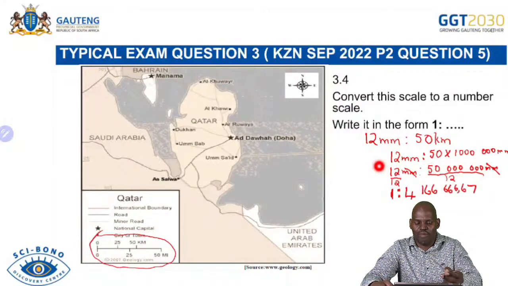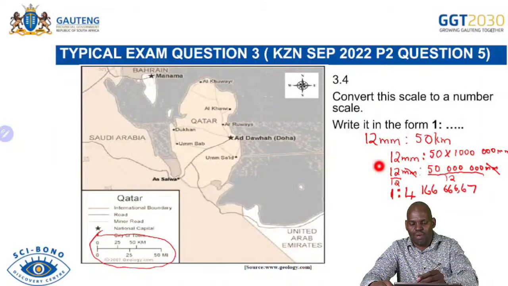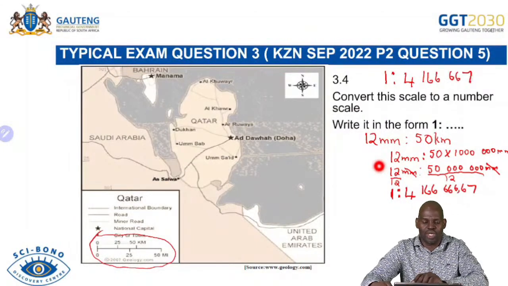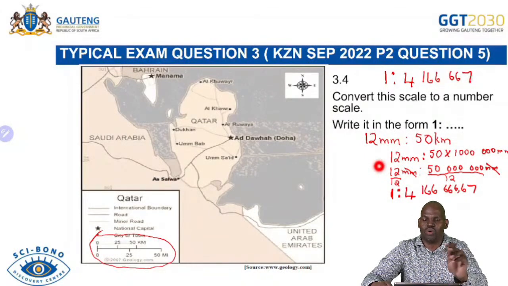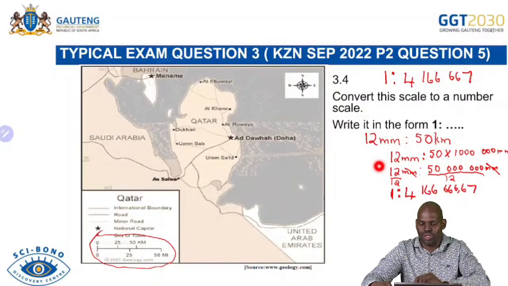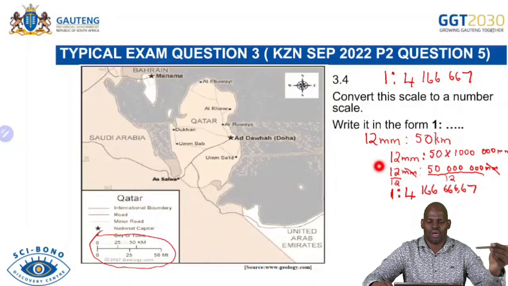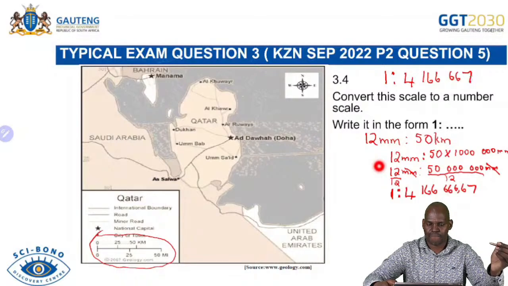Okay, so in this case, if we round it off, the answer can be 1 is to 4,166,667. That is if we round it off to the nearest whole number. So it simply means the map is actually about 4 million times smaller than what it is in reality. So this will be our scale. Right, then this is the answer for number 3.4.